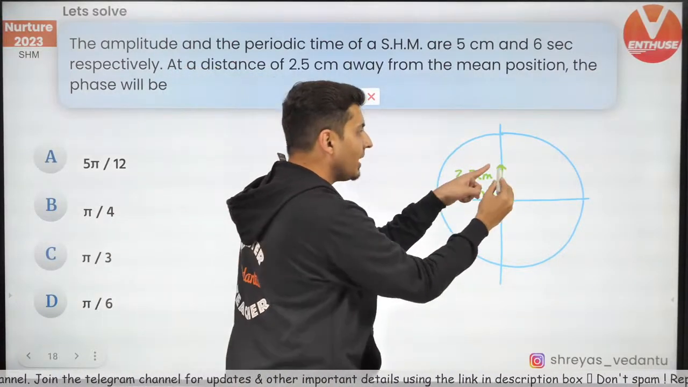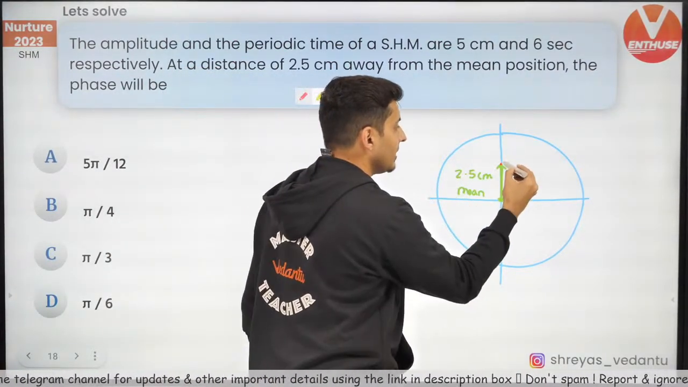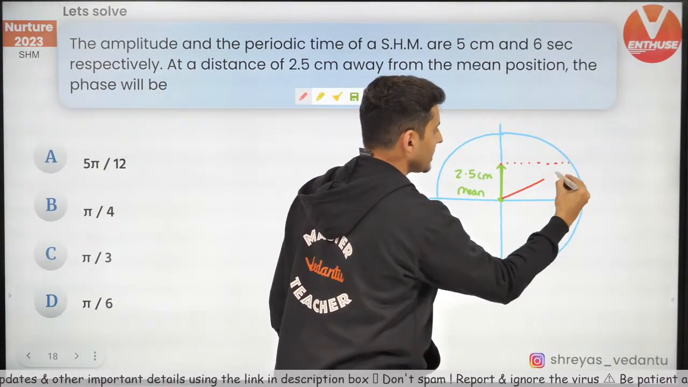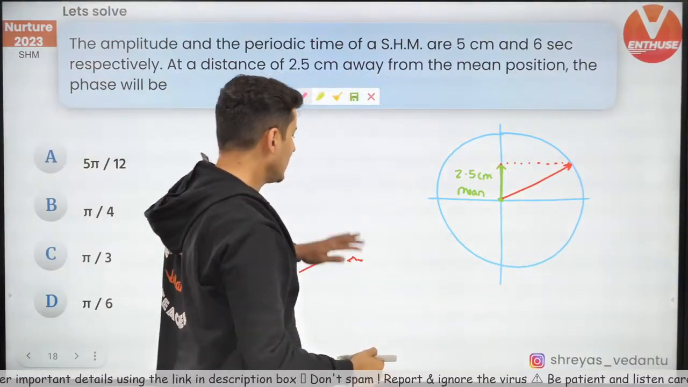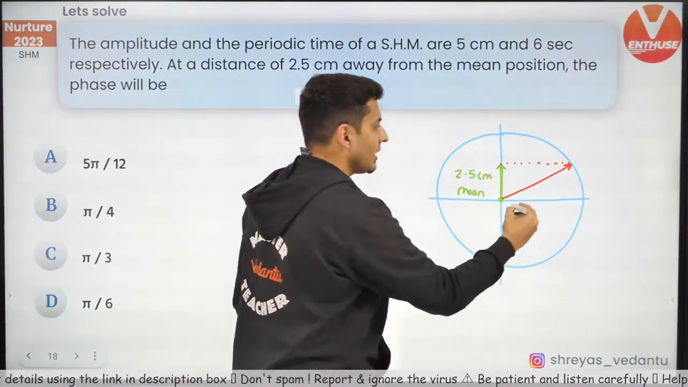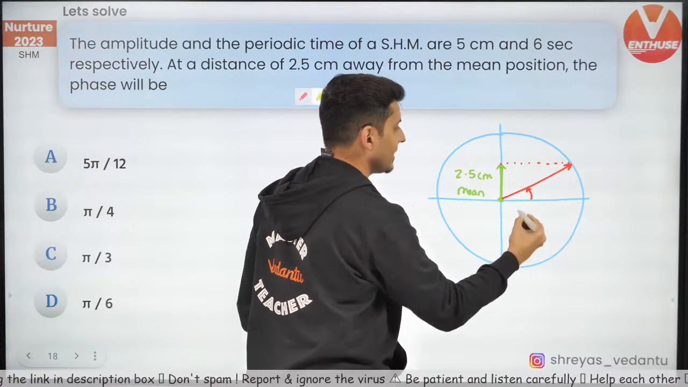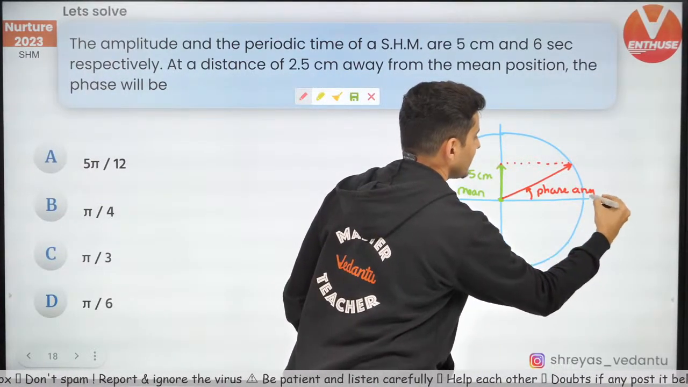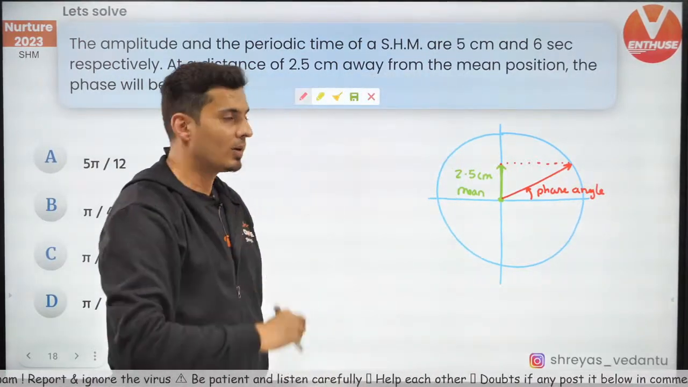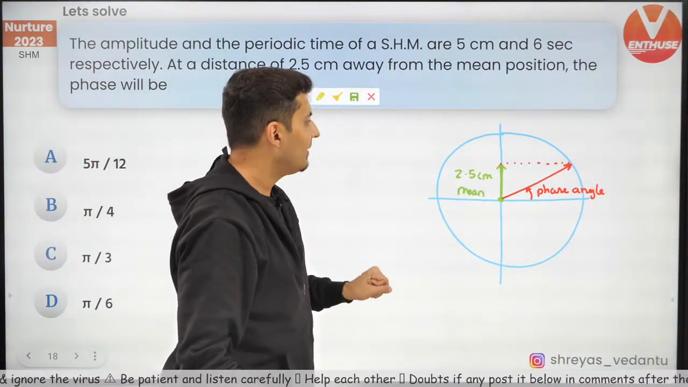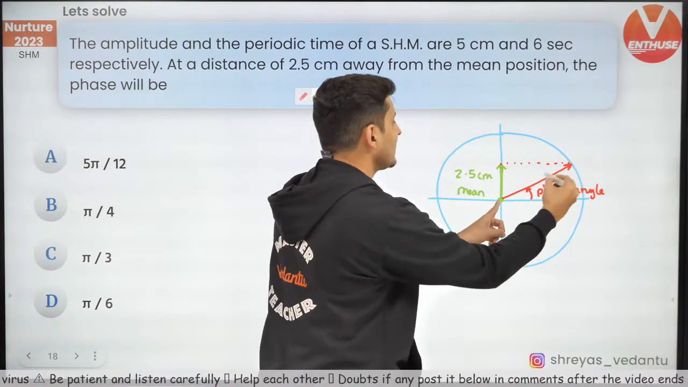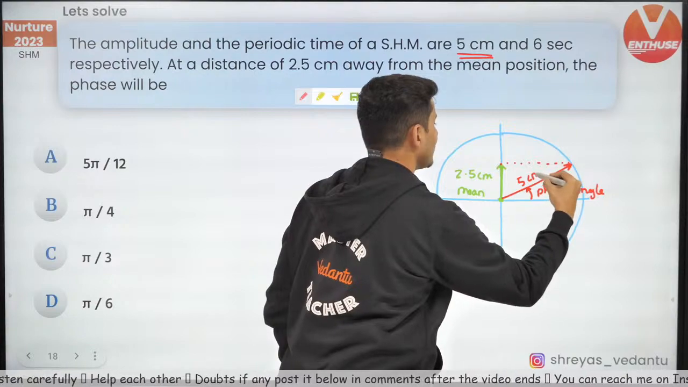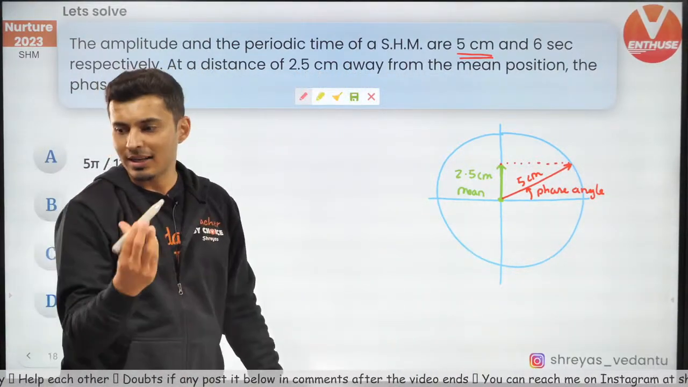So if the particle is here, the shadow would be falling from somewhere here, let's say. So this is technically my phasor. Hence, this complete thing is nothing but my phase angle, which has been asked. This is exactly what has been asked. This is 2.5 centimeters. The length of this phasor is 5 centimeters. So this is basically 5 centimeters.